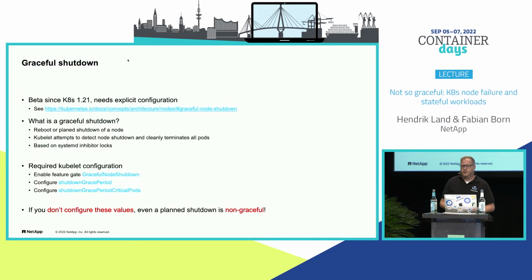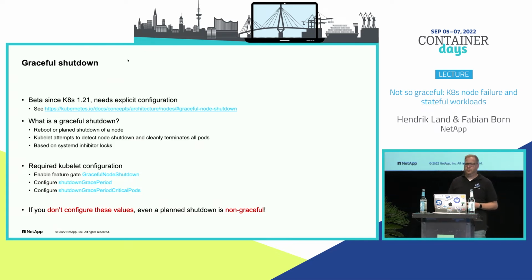What is a graceful shutdown now? A graceful shutdown is when you want to reboot a node. Every maintenance activity on your cluster has to be a graceful shutdown. This feature is enabled since Kubernetes 1.21.